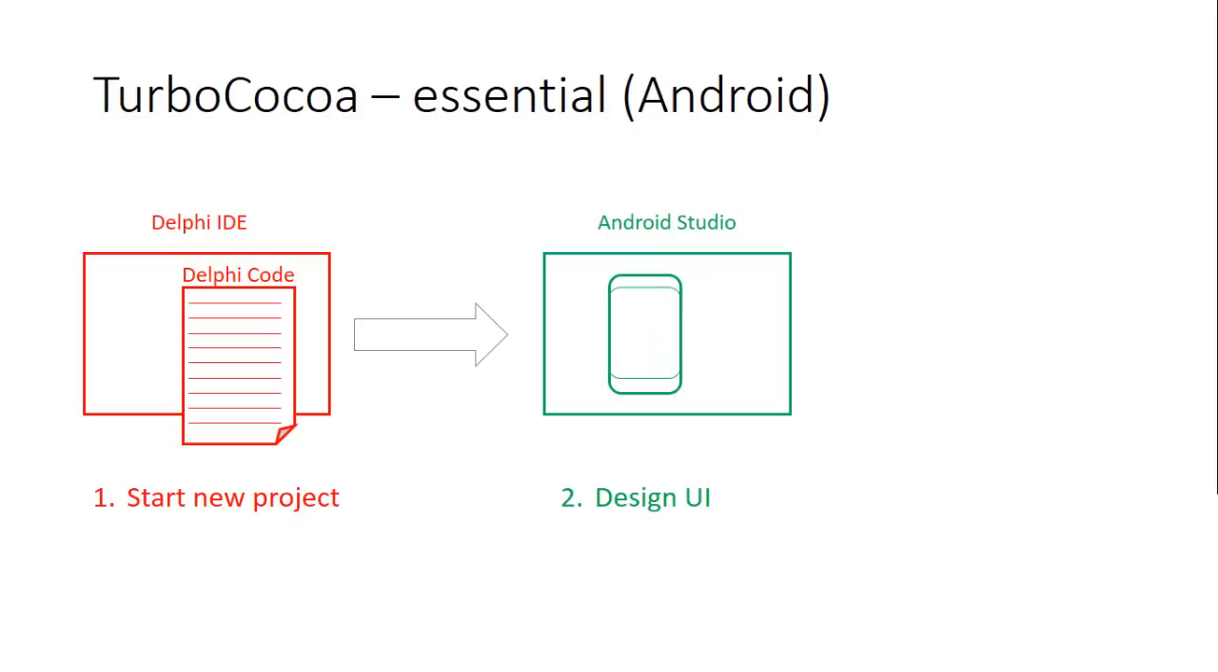Then, right from Delphi, we are launching Android Studio and use it to design a UI. We are using Android Studio as a form designer only, no Java coding at all. After designing the form, we go back to Delphi, and TurboCocoa includes the native form into the project. The only thing we need is to code the business logic in Object Pascal. We can also use data modules, FireDAC, and any other non-visual components, as well as all the Delphi RTL power.